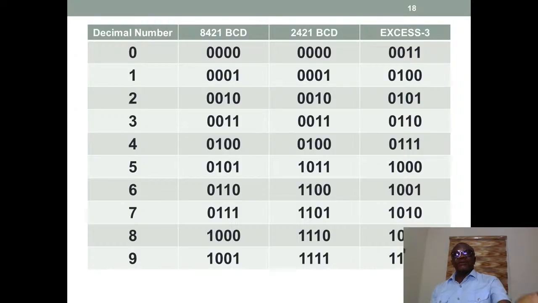So for 0, if you add 0011 to it, you have the equivalent in XS3. For 7, for instance, if you add 0011 to the BCD equivalent of that, you have what is there. If it is more than that, you discard the carry. So you can easily find any of them.